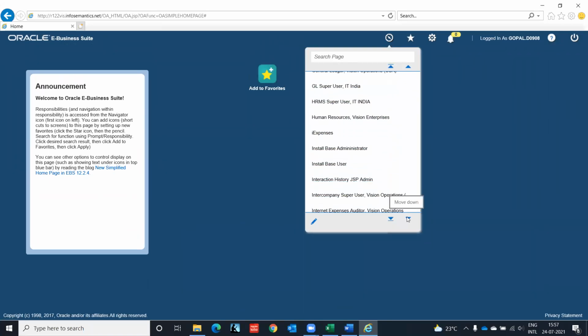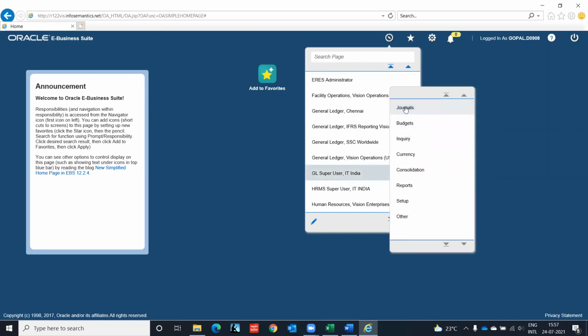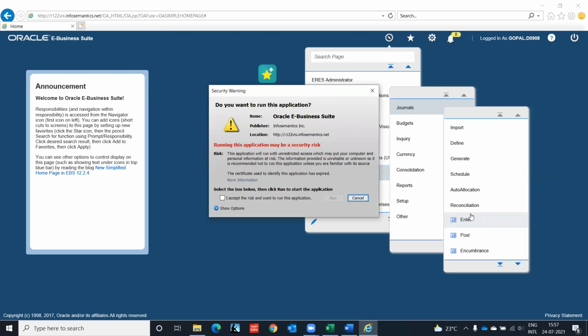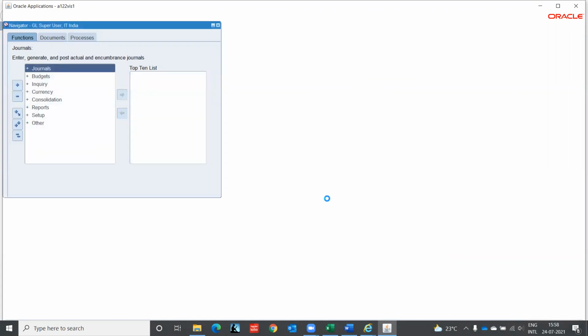So right now I'm moving to, for an example, I explain you General Ledger Super User, IT India, journal booking, enter journal. So if I want to book any journal entry, I can navigate like this. This is navigation, like from one step to the next step, how you will proceed. This navigation you need to understand, and with practice only you will remember where you need to go. It is not immediately that you will remember each and every navigation path.